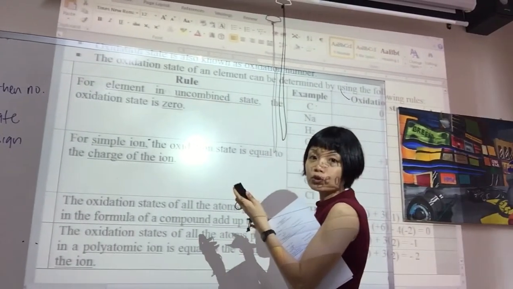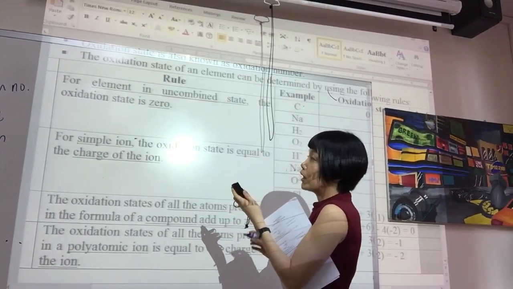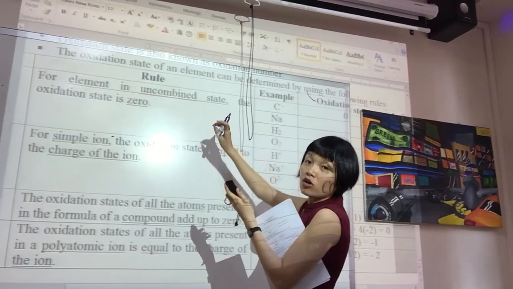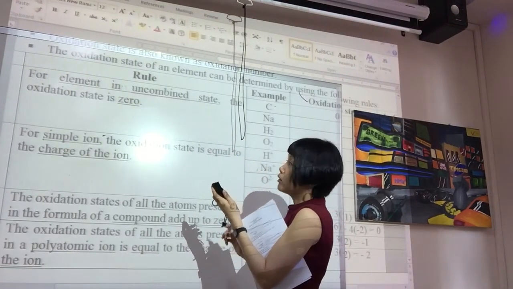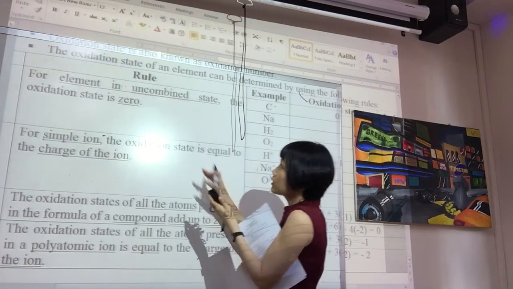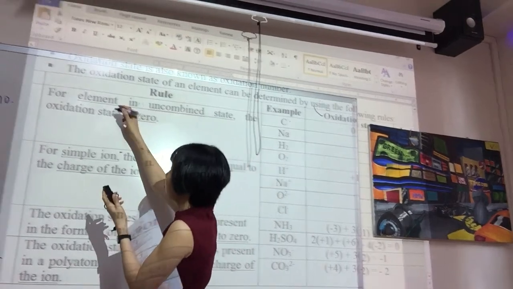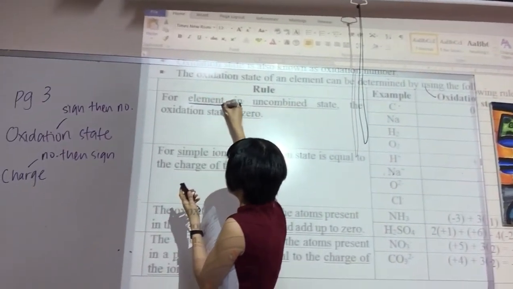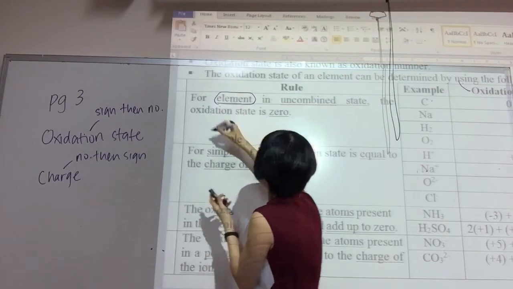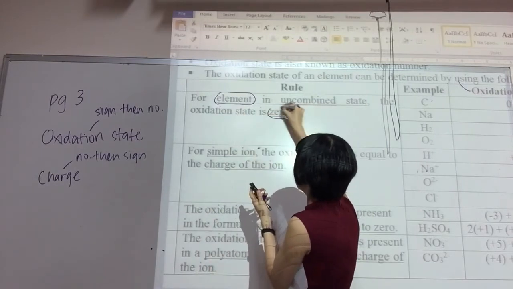There are 4 rules to help you find out the oxidation state of an atom, if it were to exist as an ion. First rule is for element. Can you kindly take note? The oxidation state will be 0, very simple.